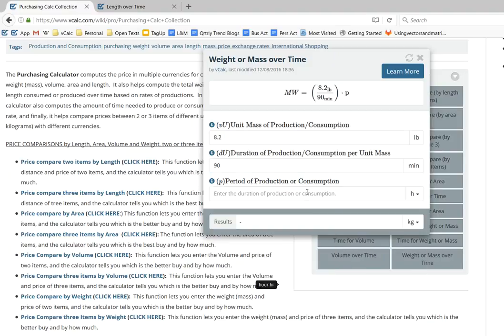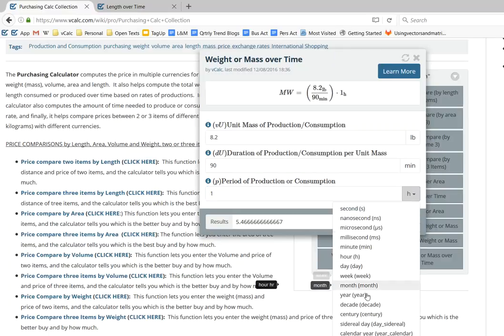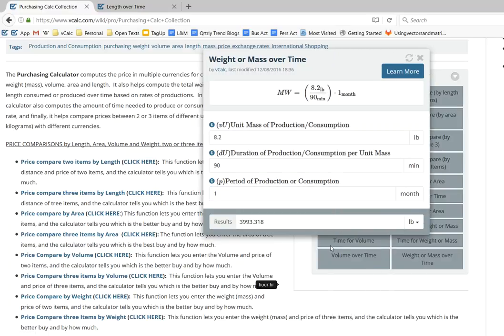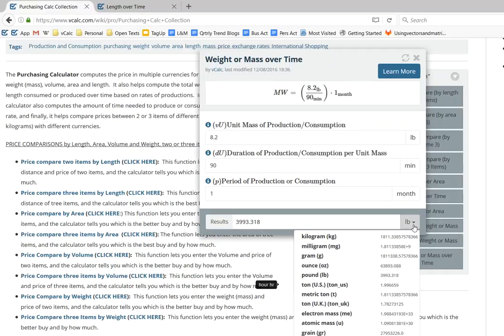How much would I produce if I did it for, let's say, a whole 1 month? And we'll go over to month. 24 hours a day for 1 month. And what it basically did is tell me that I could produce 3,993.318 pounds at that rate for a whole month. And again, I can convert the output into kilograms and other units.